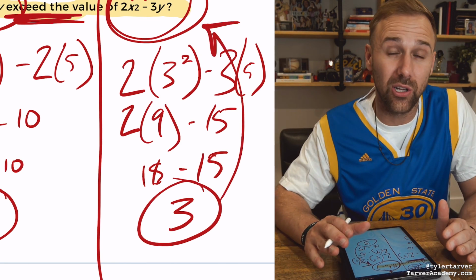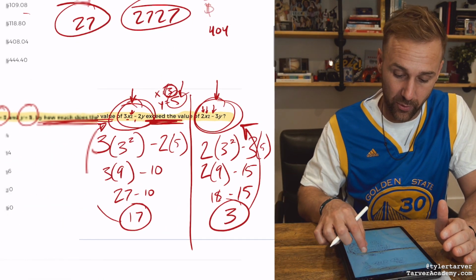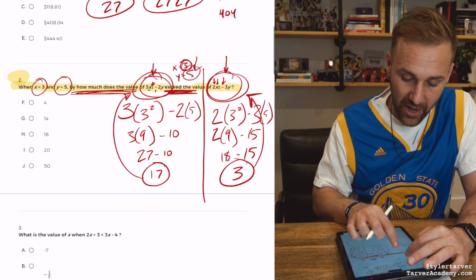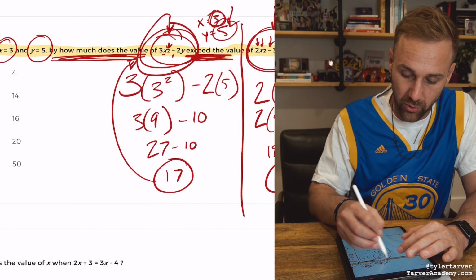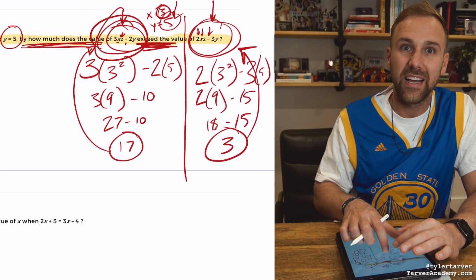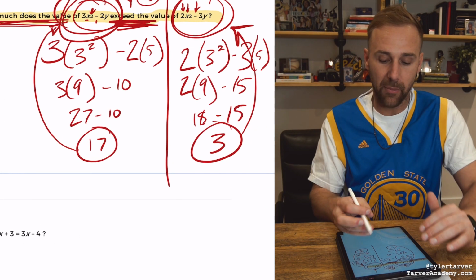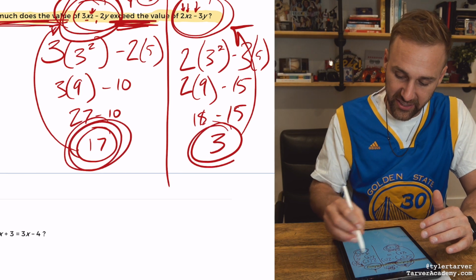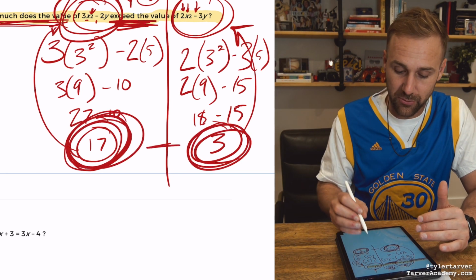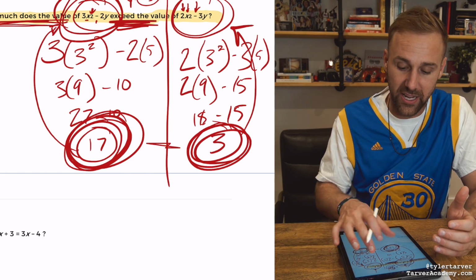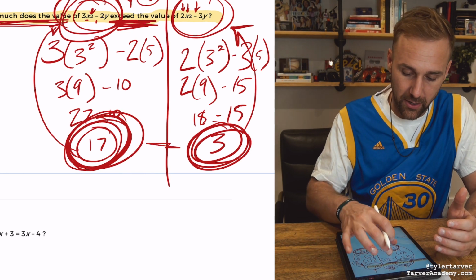Now we are going to look at our original equation. When x equals 3 and y equals 5, by how much does the value of this one exceed the other one? Exceed means more than. How much more than this one is this one? To find out how much more it is, you just subtract. 17 minus 3 is 14.